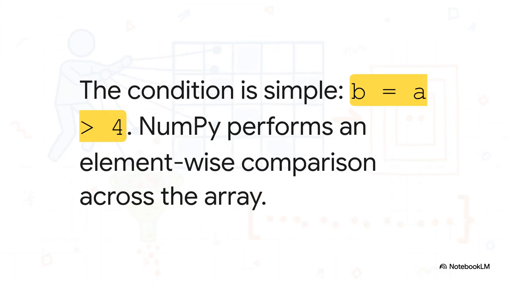And this is the beauty of it. The condition itself is so clean and readable. You just write A greater than 4. That's it. NumPy completely understands this and does an element-by-element comparison across the entire array, getting our sieve ready.